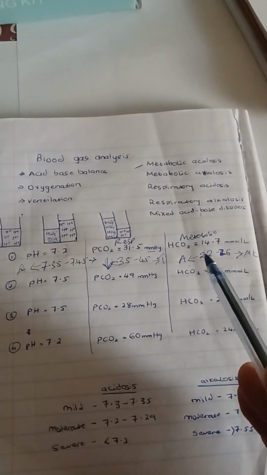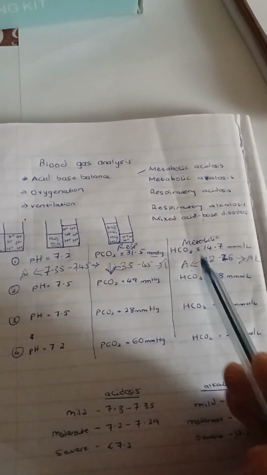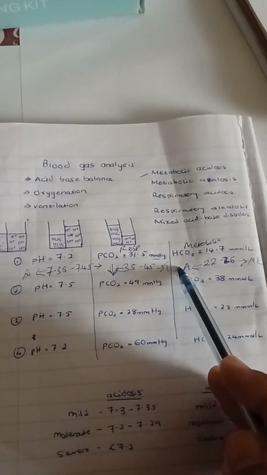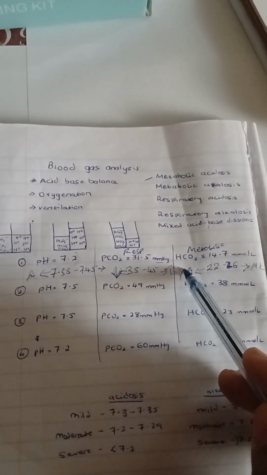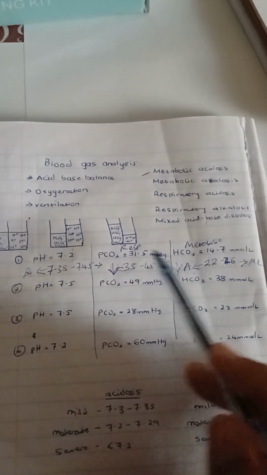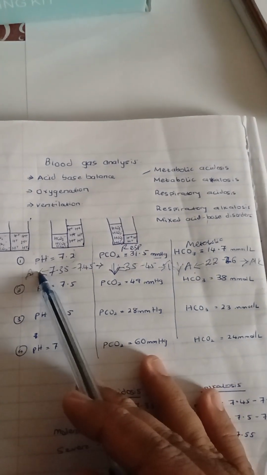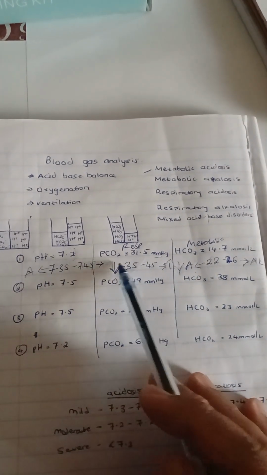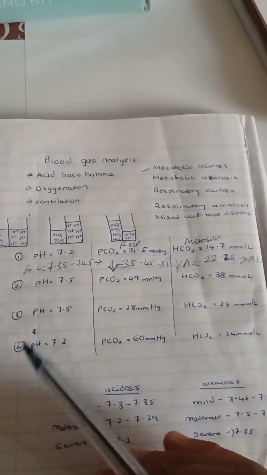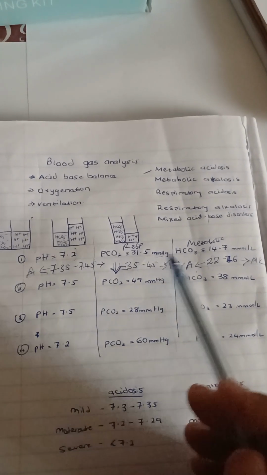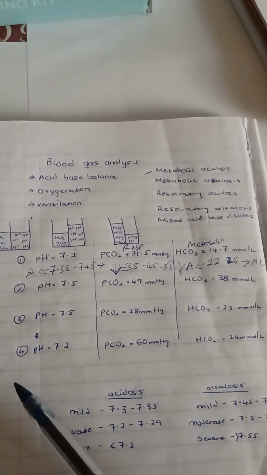If you look at bicarb, we see with 14.7, it's less than 22. It's the one that's going down. So we see the bicarb is going down, and bicarb goes down in acidosis, and the primary problem is acidosis. So this is a metabolic acidosis, and the PCO2 is going down to compensate for the acidosis. So the primary problem in the first case is metabolic acidosis.